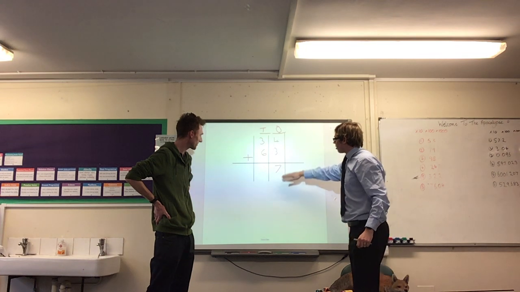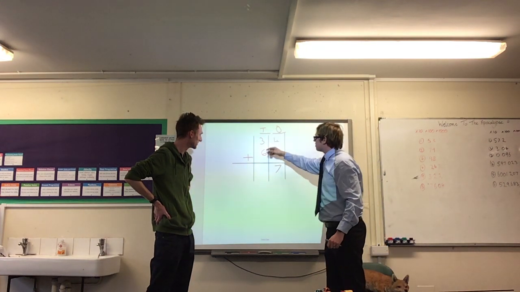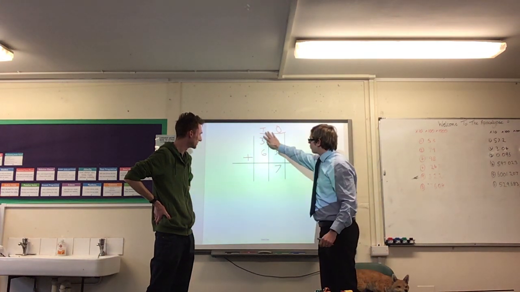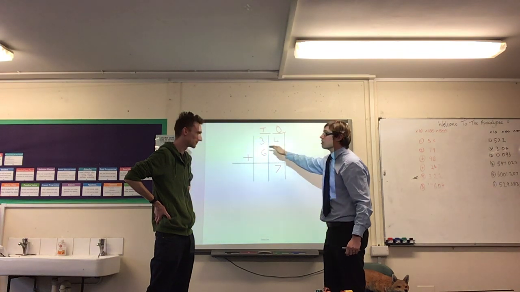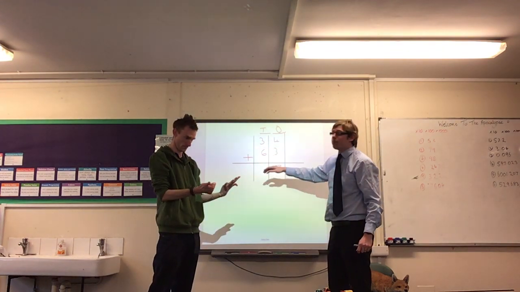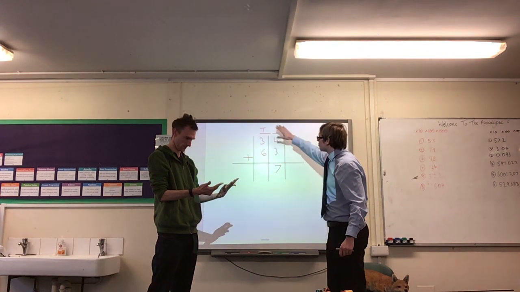So now I've done my ones column. This is my answer for the ones column. Now I'm going to look at my tens column. So now I'm going to do 3 add 6. In actual fact, obviously this is 30 add 60. But because I've split off the ones column, I'm just going to do it here.